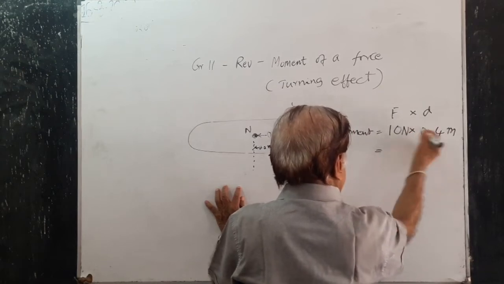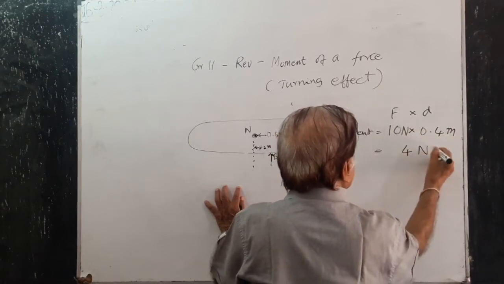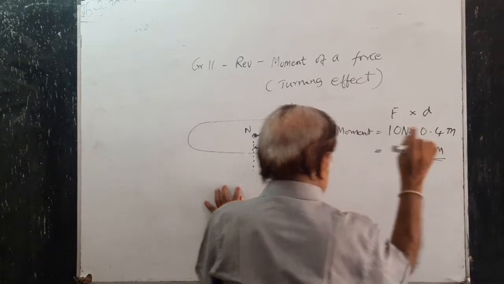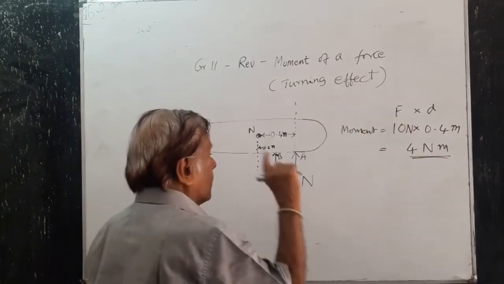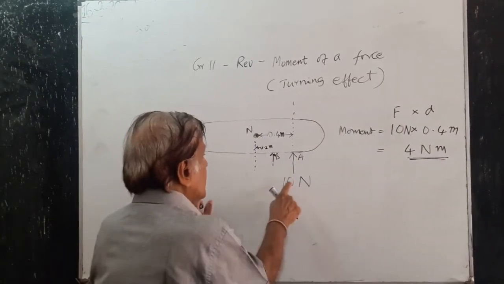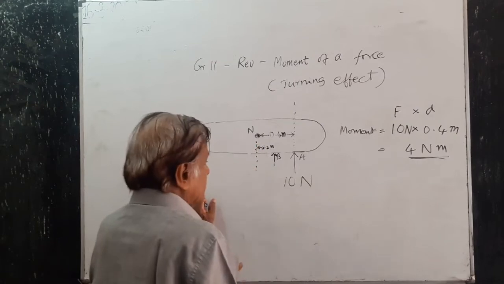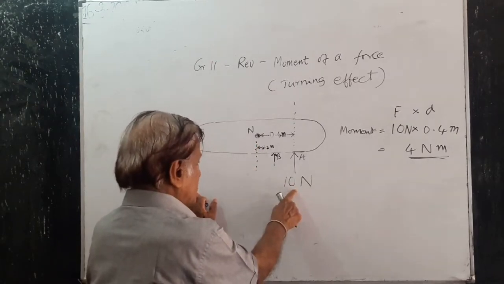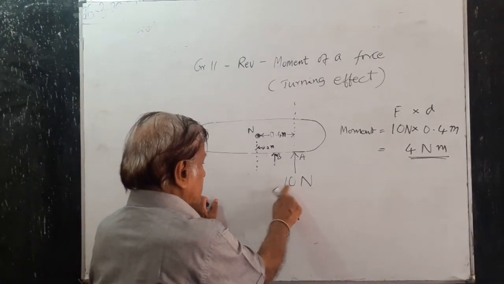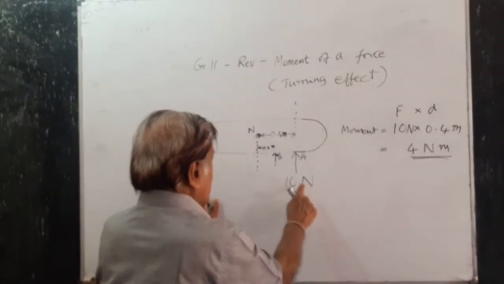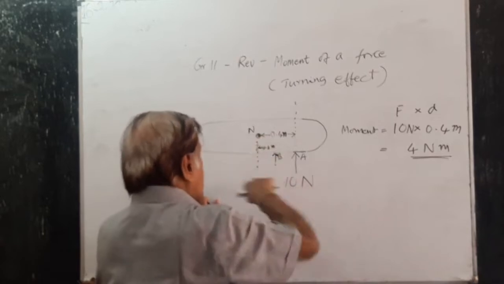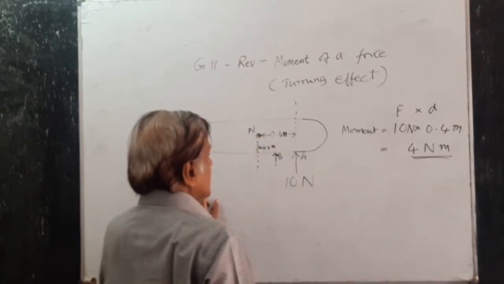When you multiply these two, you will get 4 newton meters. Now this is the moment or turning effect of this force, the turning effect or the moment of this force about this axis.